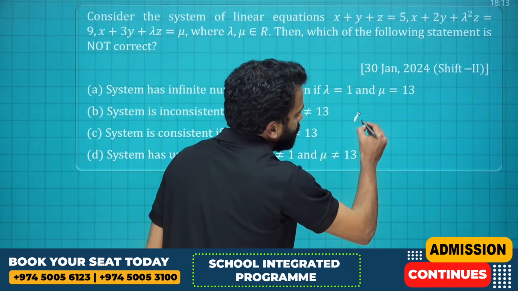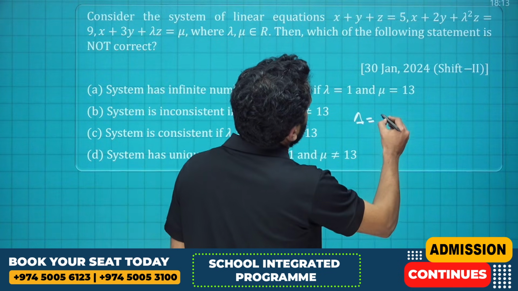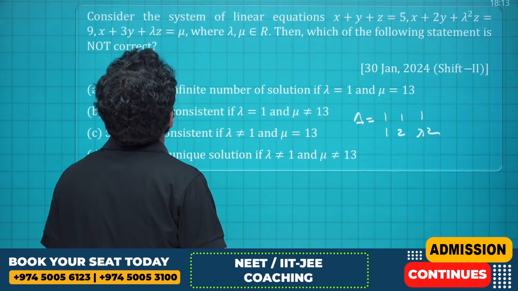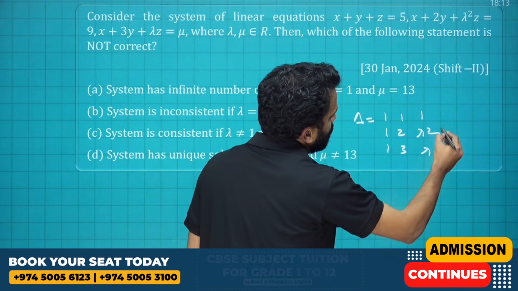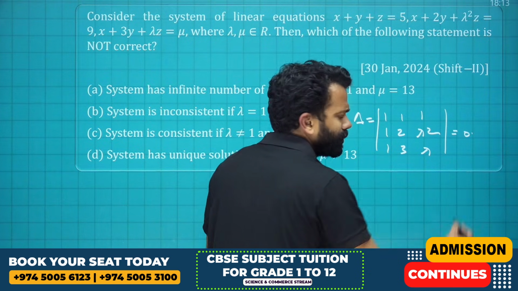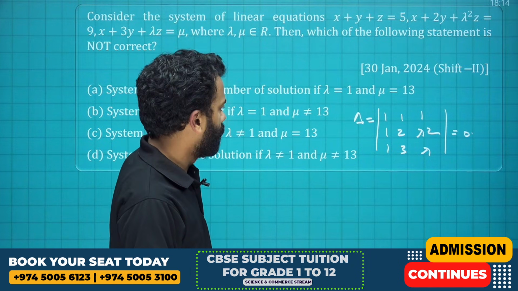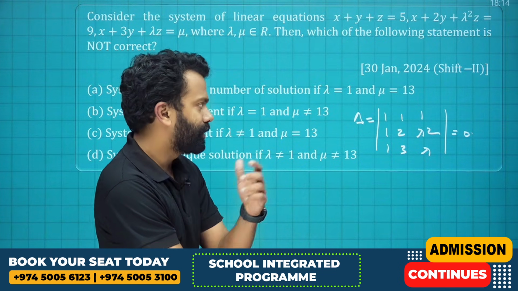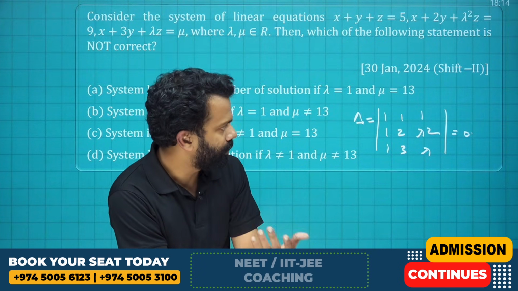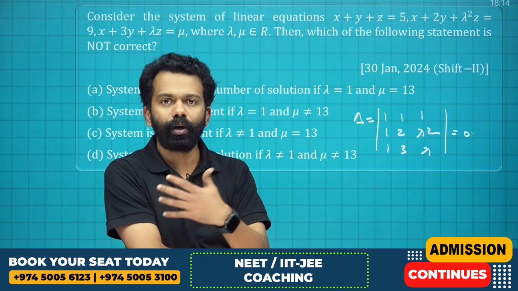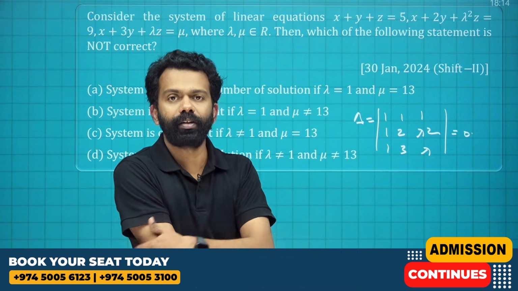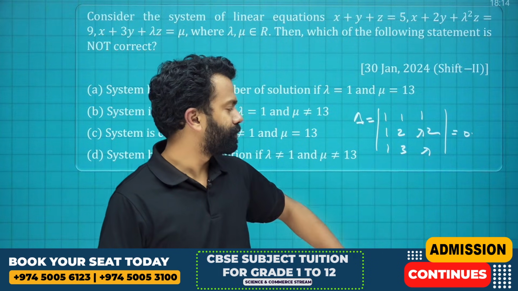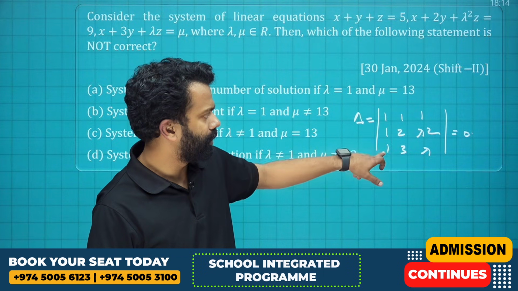We can start from here. That is, delta is equal to the determinant with rows 1, 1, 1; 1, 2, lambda squared; and 1, 3, lambda. Just equate this to 0. So how will you operate this? It's very easy. Without expanding the determinant also we can solve it. How will you solve this without expanding the determinant, by using the properties of determinants? Any idea?